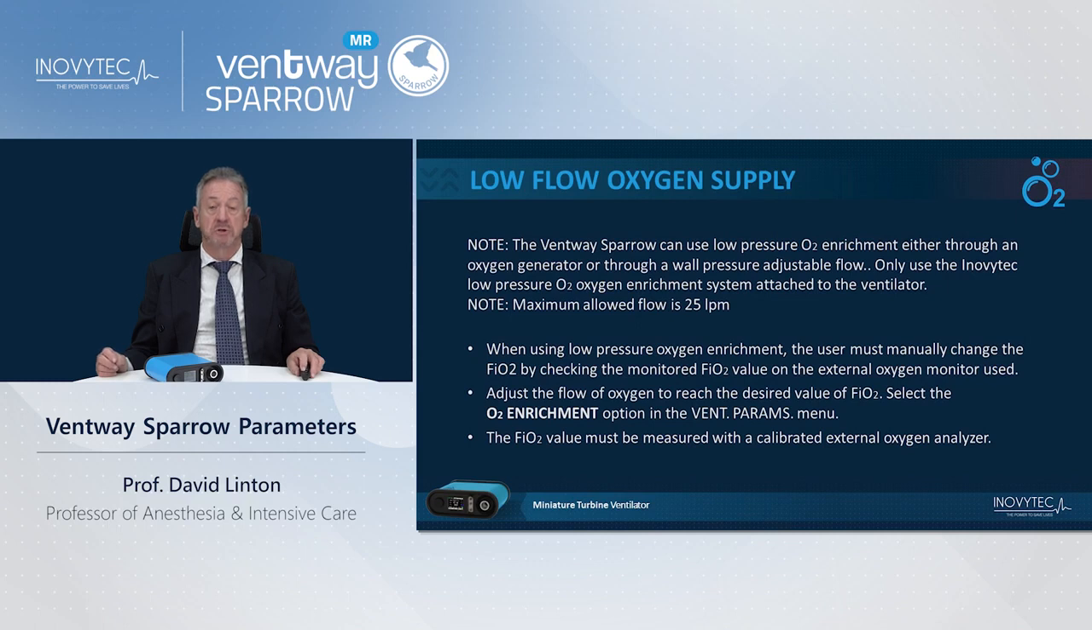Or if you have an oxygen monitor online in the patient's circuit, you can select the oxygen that you want, and you can option the oxygen enrichment alarm in the ventilator parameters menu. Remember that if you're measuring the FiO2, it must be measured with a calibrated external oxygen analyzer if you want to have the alarms activated.